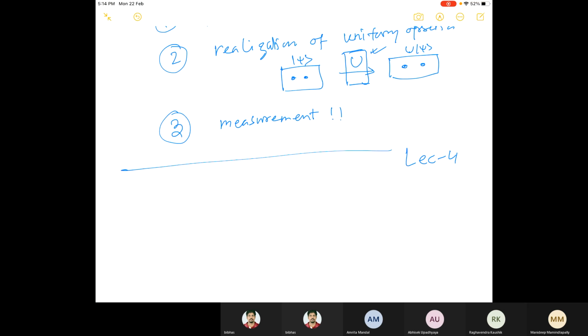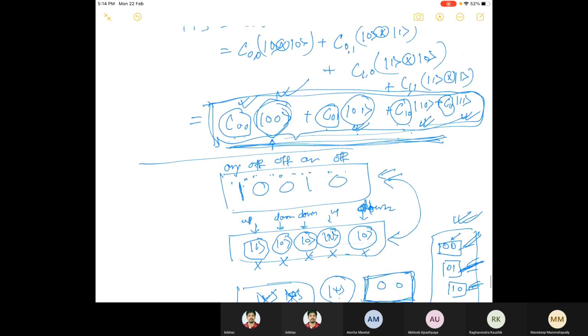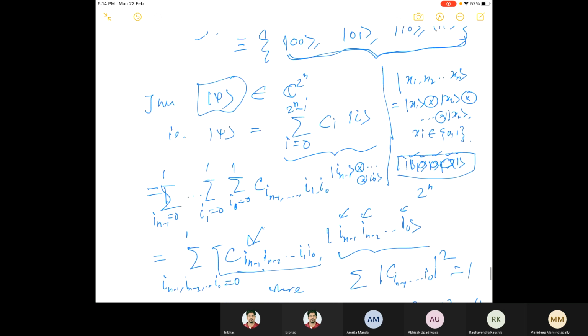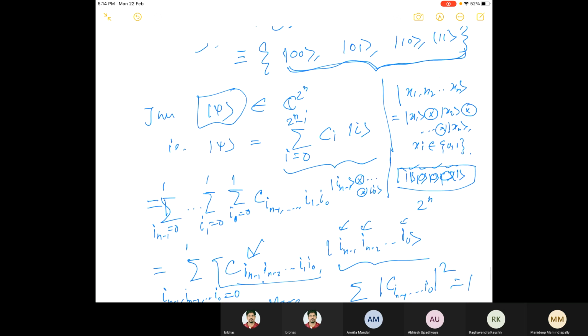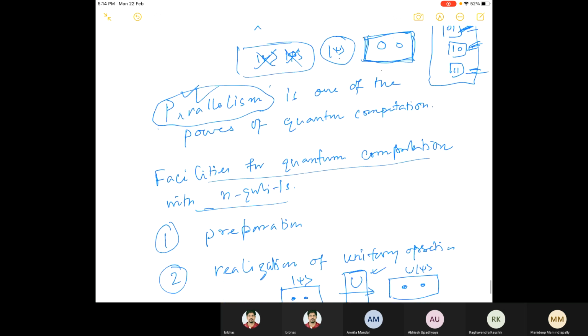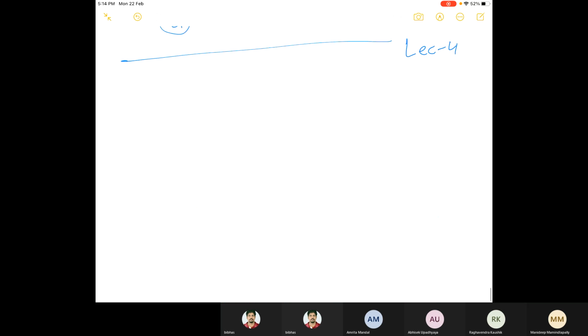Okay, so last day, what we discussed is basically, what did we discuss? Yeah, so we talked about qubits and multiple qubits, right? And before that we talked about classical gates. Okay, classical logic gate. So what is a logic gate?